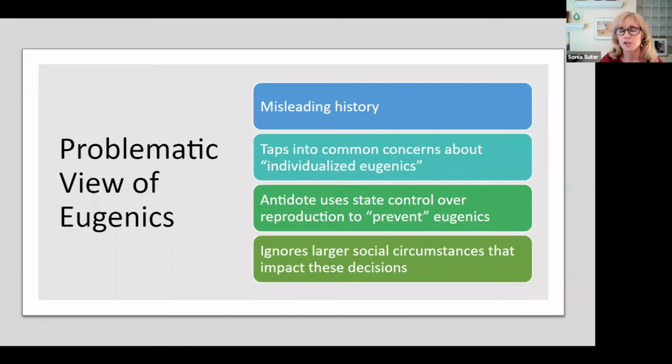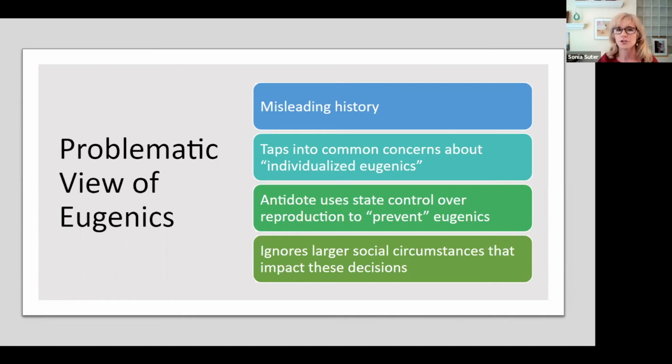This view of eugenics is not only grounded in a misleading view of history, it's also very narrow, focusing only on individual reproductive decisions, but it really taps into common views across ideologies that many reprogenetic decisions are a form of individualized or new eugenics. A lot of people try to distinguish that kind of eugenics from the eugenics of the 20th century by saying that individual decisions are different than state control. But of course, the eugenics movement did encourage individualized decisions.